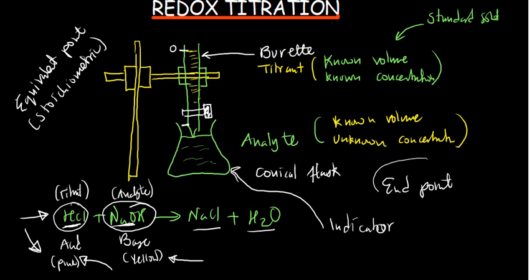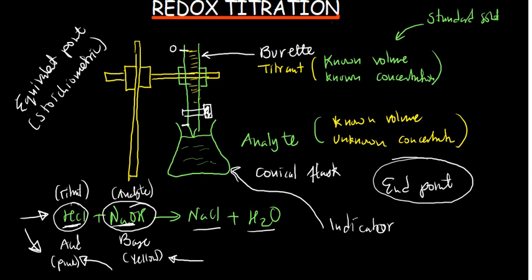The end point is a point in a titration when the color of the indicator changes. The equivalent point is a point when you have just added enough titrant, not hydrochloric acid because it can be a different substance, to the analyte to react with it. So that is it.